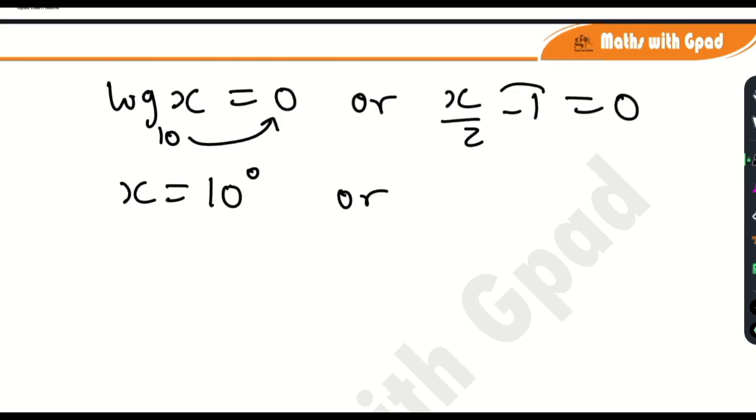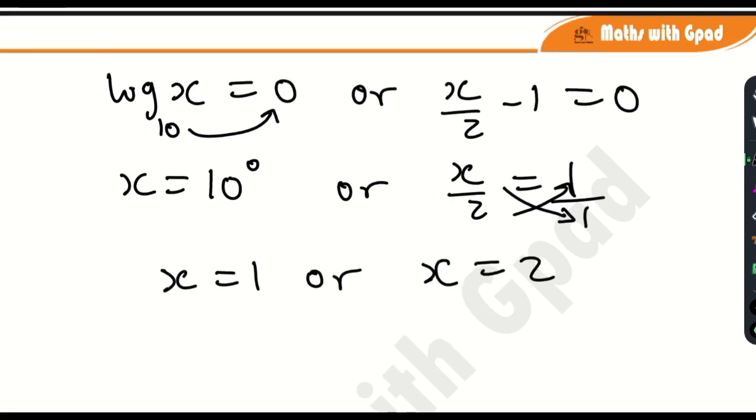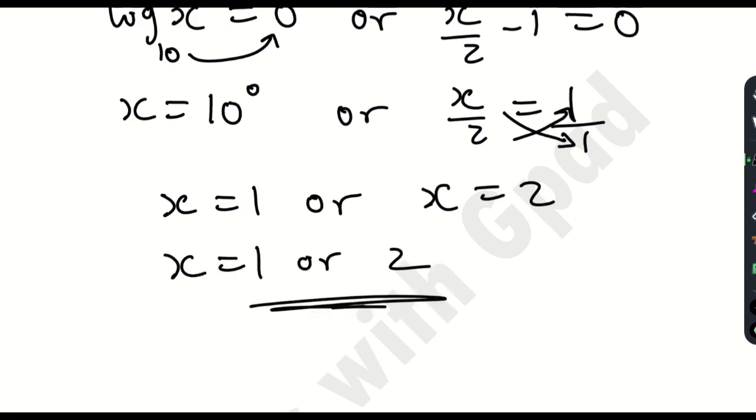Or, what about here now? I will transpose negative 1 to the right hand side. So you have x over 2 is equal to 1. Now, what is 10 raised to the power of 0? It is 1. So x is equal to 1. Or, if you cross multiply like this, 1 times x is x, and then 2 times 1, as we have here, is what? 2. Okay, so x is equal to 2. Now, we've gotten the value of x as what? As 1 or 2. So this is the value of x, either 1 or 2. It will satisfy the equation.